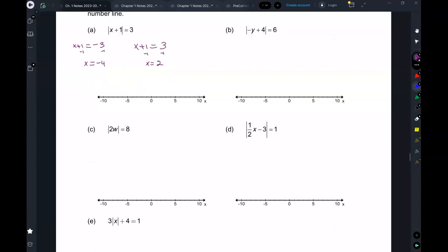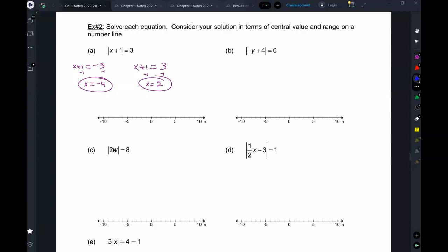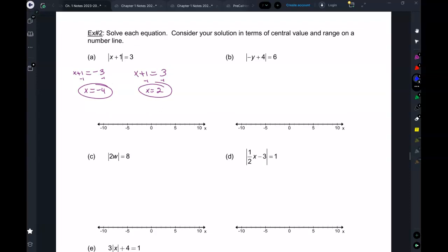So I have x is negative 4 and x is 2. Two solutions. Okay, so you see how this is like something is 3 units away from something else, right? Like there is a distance that is 3 units away here. So here's what we're going to do. You have an x plus 1 here. What's the opposite of plus 1? Minus 1. So let's go ahead and put minus 1 over here.